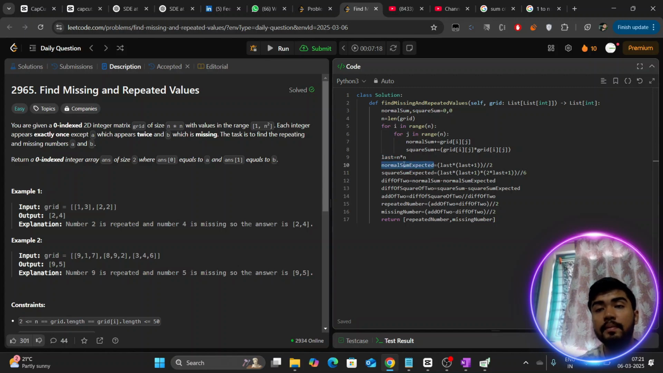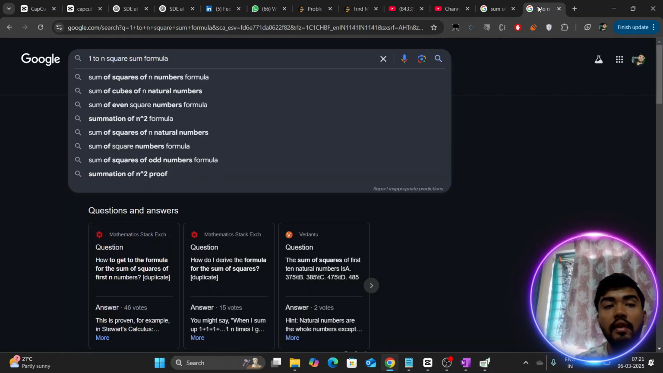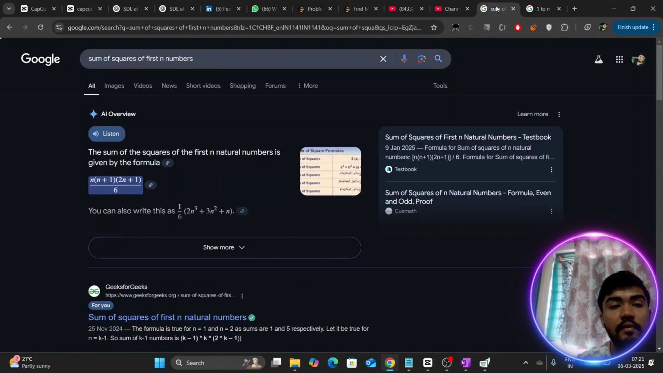Now the normal sum expected. If you Google it, you can find that the sum of squares of the first n numbers is n into n plus 1 into 2n plus 1 by 6. That is the standard formula for the sum of squares of the first n numbers.